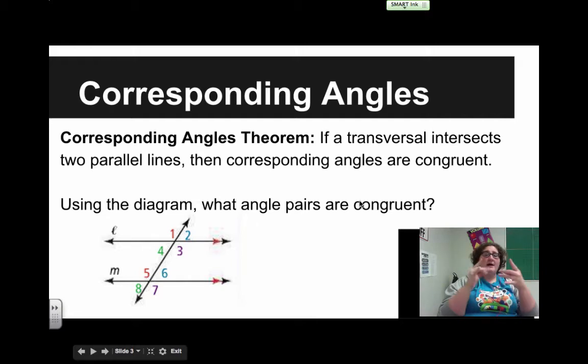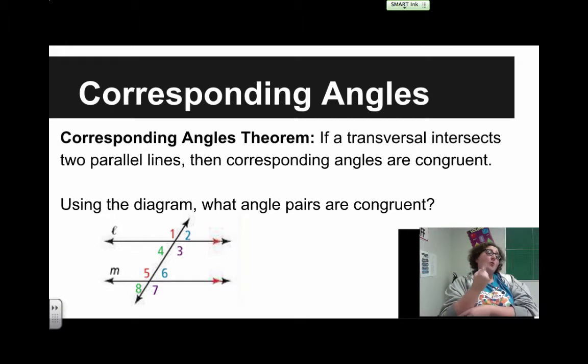Corresponding angles. The corresponding angle theorem says that if a transversal intersects two parallel lines, then the corresponding angles are congruent. Now this is only true of parallel lines. In the last section, 3.1, you can have corresponding angles without having them congruent. It only happens that they are congruent if the lines are parallel.